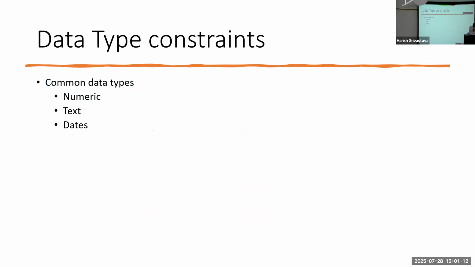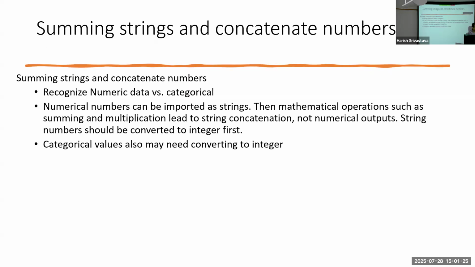Data type constraints: common data types are numeric, text, and dates. These are the very common data types you will see in the raw data set. Either it is numeric, or text, or dates. Summing strings and concatenating numbers: recognize numerical data versus categorical data. You first determine in the rows and columns which are numerical data and which are categorical data. Numerical numbers can be imported as a string.